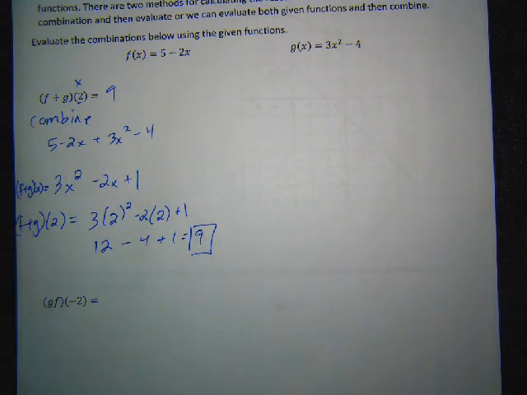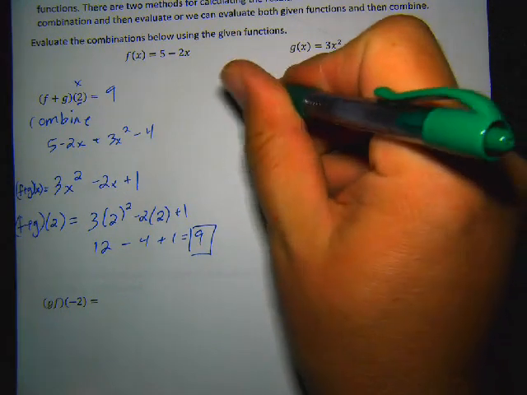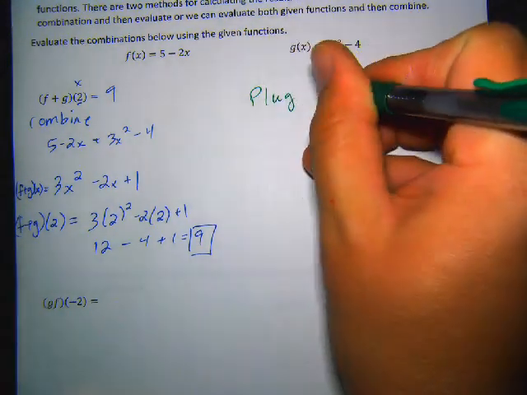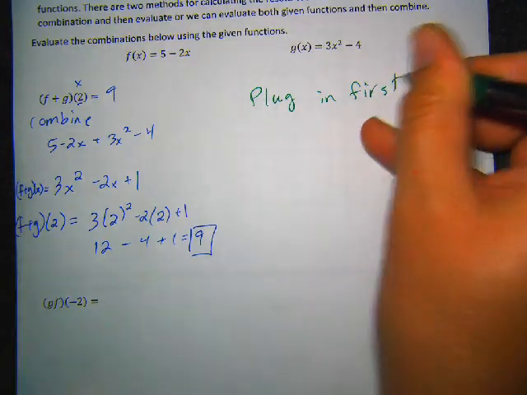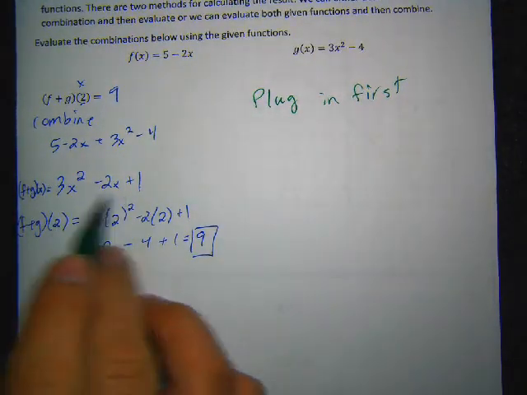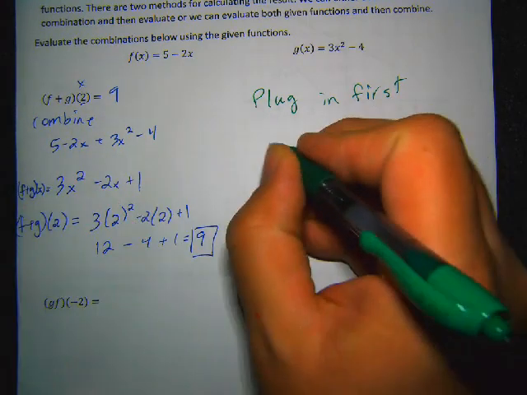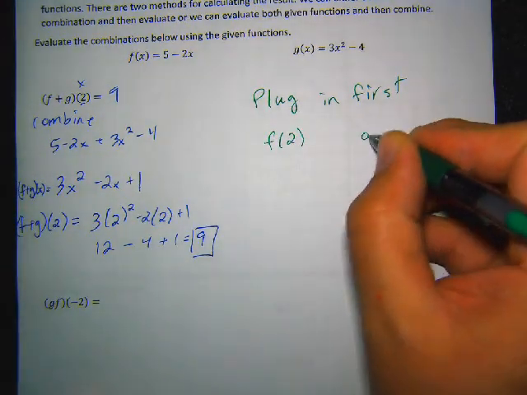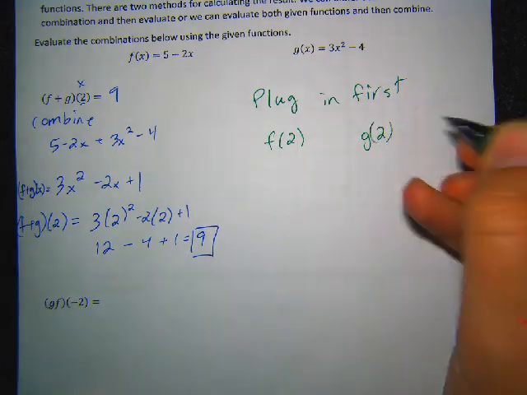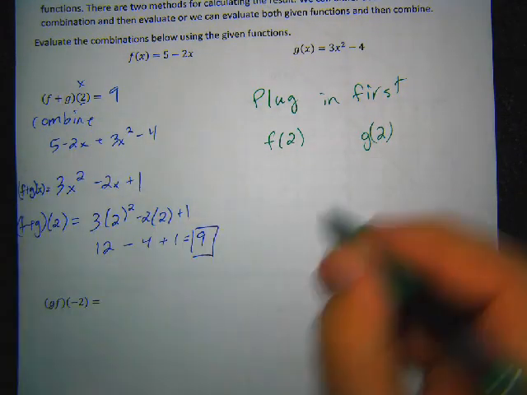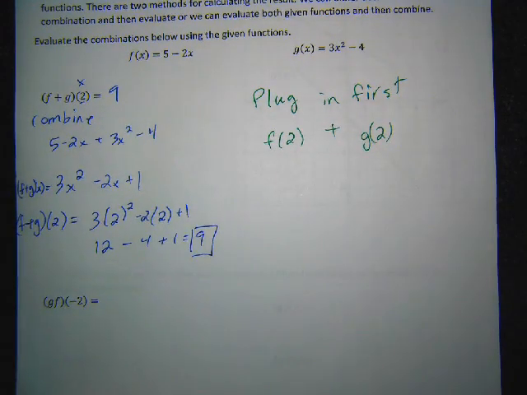Now the second way to do this is to actually plug in first. So that before I find the combined function, what you get when you combine them, I'm just going to plug the 2 in to both functions. I'm going to do f of 2. I'm going to do g of 2. I'm going to do that first before I add them, and I'll add after. So let's do f of 2 first.